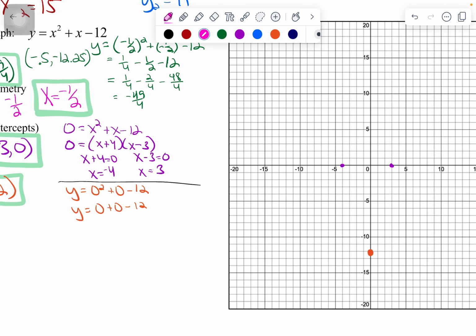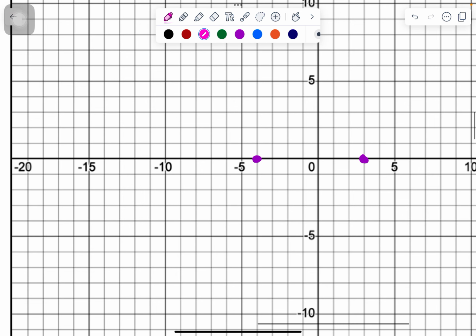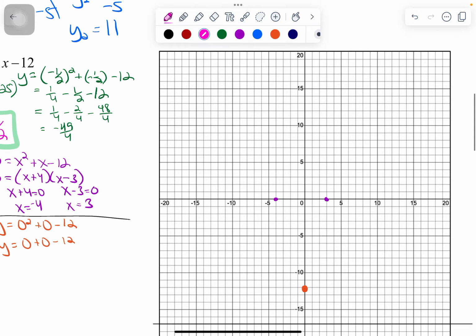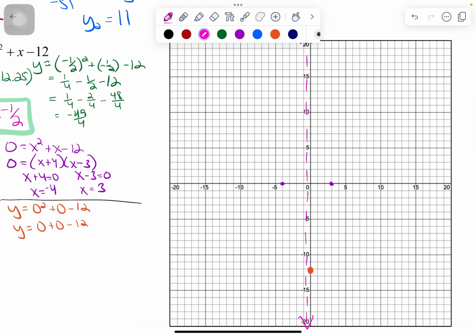The axis of symmetry is x equals negative 1/2. So right between 0 and negative 1 is going to be negative 1/2. So instead of following the grid line, I'm going to put this axis of symmetry right between 0 and negative 1, because that's where negative 1/2 would be. All right, there's my axis of symmetry.